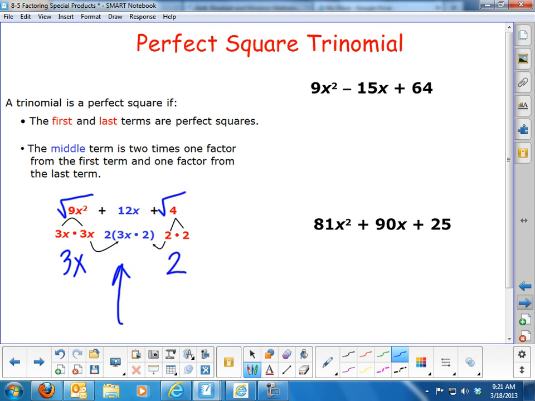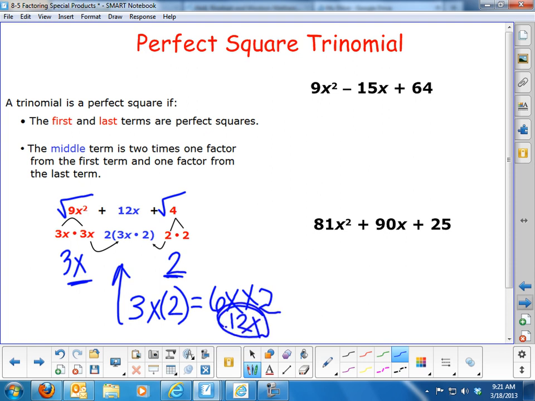Okay, now what you do is you take 3x and 2 and multiply those together. You find the product of those two things. That is 6x, and then once you take the product, you double that, so I multiply it by 2, and I get 12x. If that answer right there is the same as your middle term, then you know that the trinomial is a perfect square trinomial.